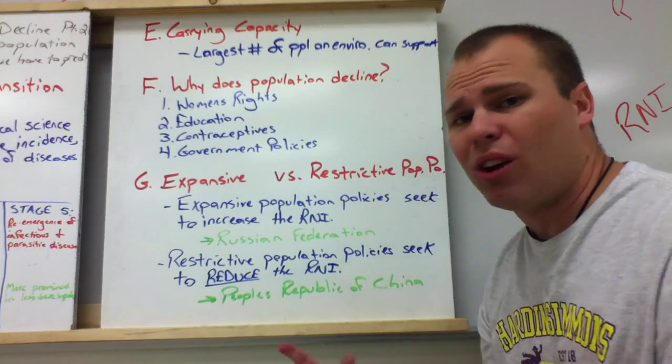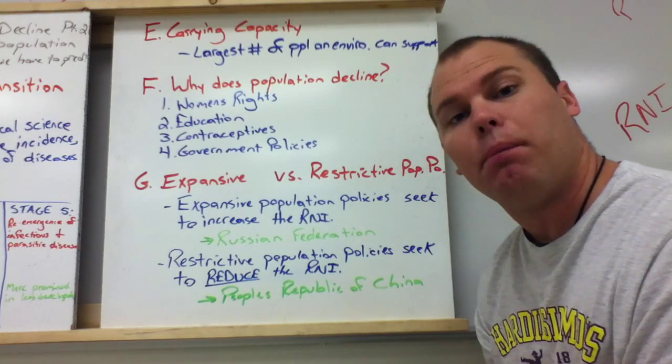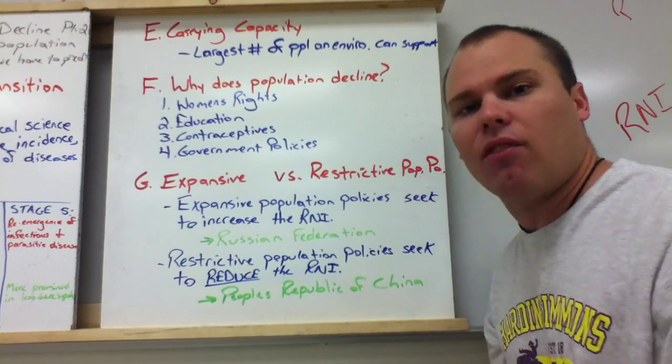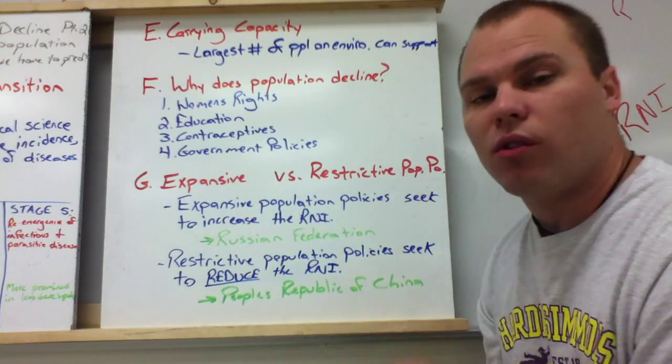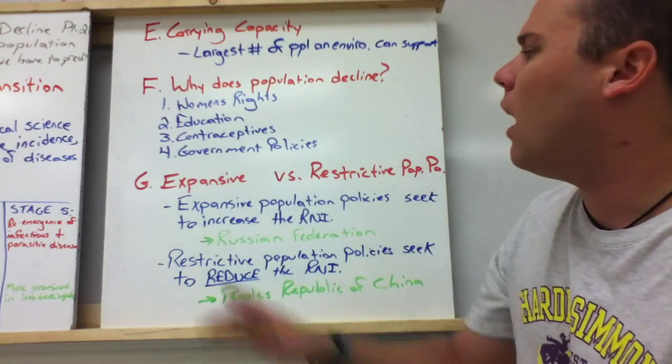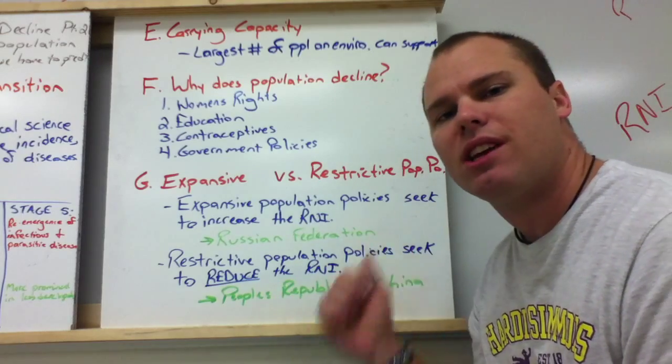The government can come in, or even school systems can come in and educate people, maybe to convince them that having less kids is better. A lot of countries are doing that. Next is the use of contraceptives to limit that population, to lower that total fertility rate. And the last would be government policies, which is getting in our next one.